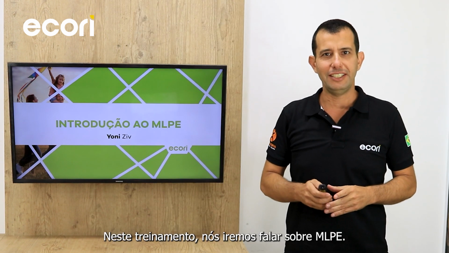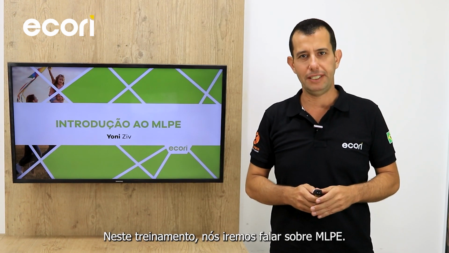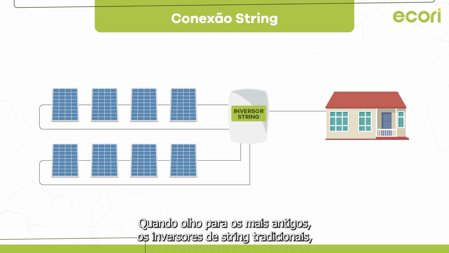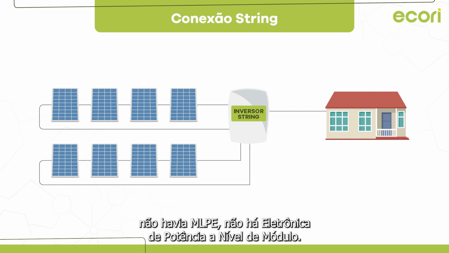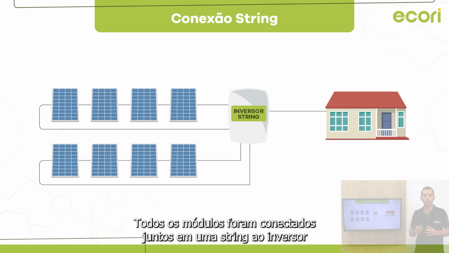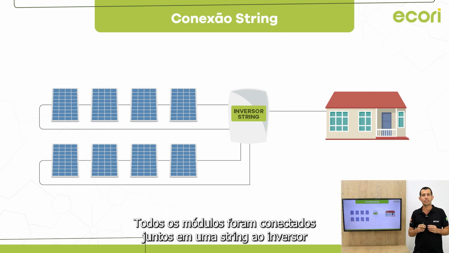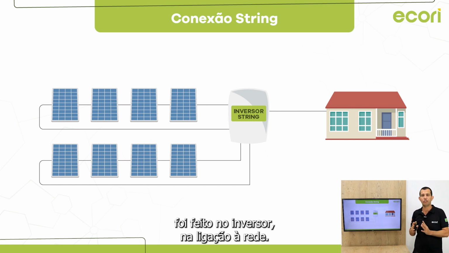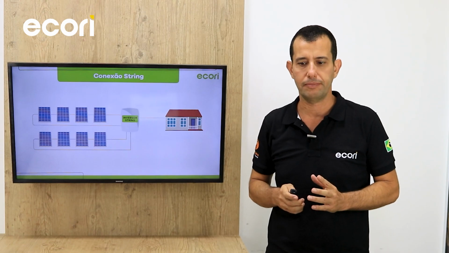Hello! In this training we're going to talk about MLPE, Module Level Power Electronic. When I look at the traditional string inverters, there was no MLPE, there was no Module Level Power Electronics. All the modules were connected together in a string to the inverter, and all the electronics, all the brain, all the functionality was done at the inverter, at the grid connection.